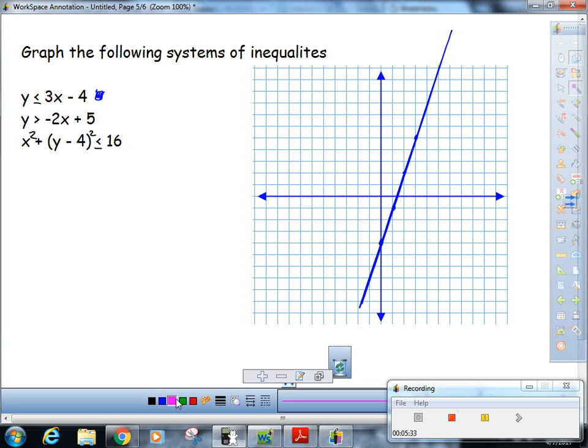And I'll make a little legend here and say this one is in blue. Okay? y is greater than negative 2x plus 5. Over 1 down 2, over 1 down 2, over 1 down 2. That one's going to be "Ladasha" (dashed).